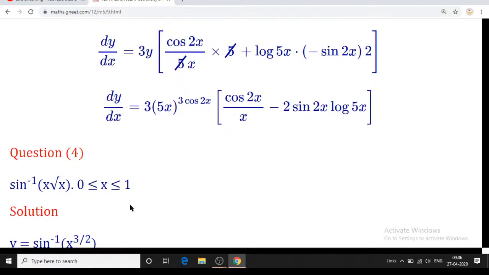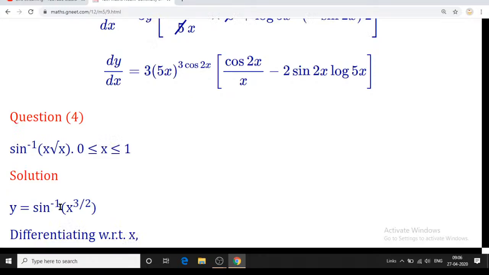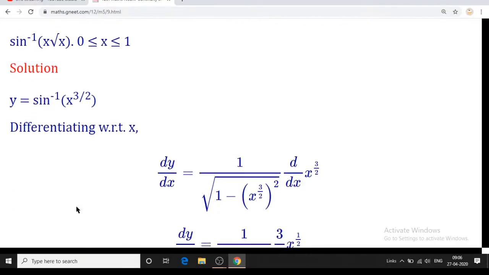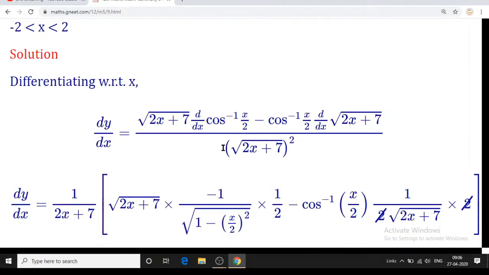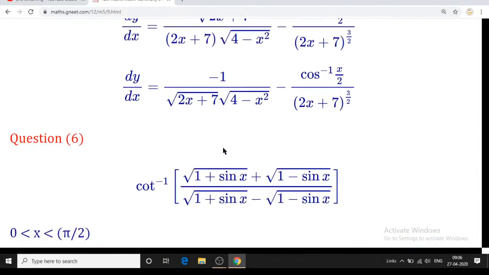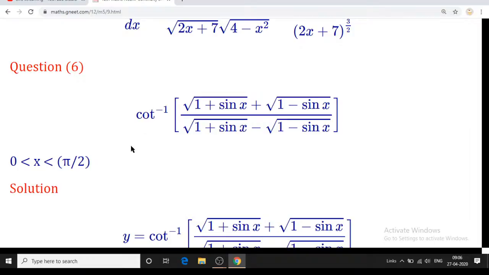Question 4 was very easy. x root x can be written as x^(3/2). Then for the sine inverse, no need to go for simplification, we can go directly with the formula of the sine inverse. Here also we don't have to go for simplification; directly we can go with u upon v. Start directly with u/v, that is, (v times the derivative of u minus u times the derivative of v) over v squared, and you will get the required answer. Now we are going to start with question number 6.